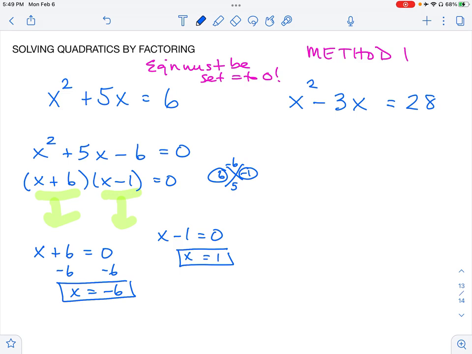Again, checkable. Remember that we can always take these solutions, go back into the beginning equation, substitute, and we should get the same thing on both sides of the equal sign. So we can always check that equation.